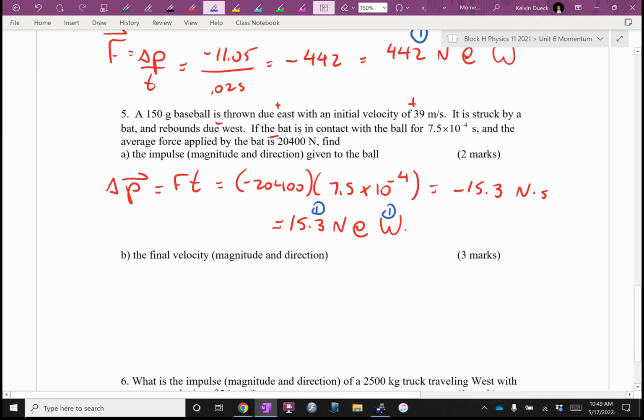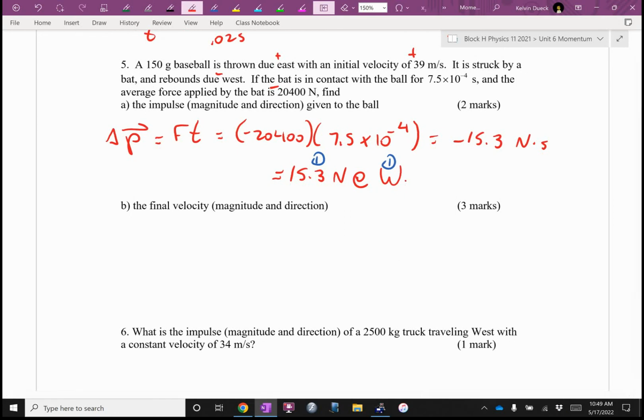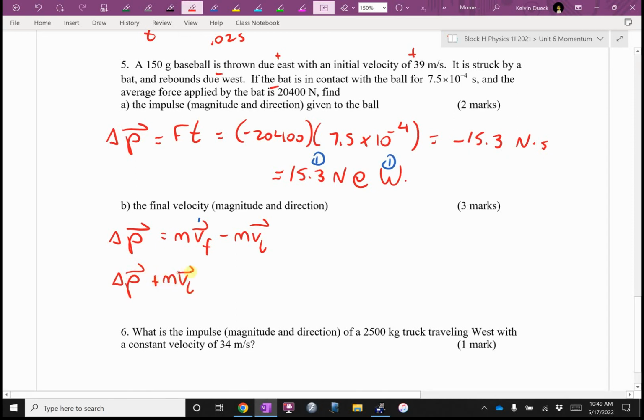Find the final velocity. Okay. I think I'm going to use that impulse is equal to m v final minus m v initial. And I'm going to get v final by itself. How? Well, the change in momentum would drop down like a domino. I would add m v initial over and then divide by m. I think that gets v final by itself.